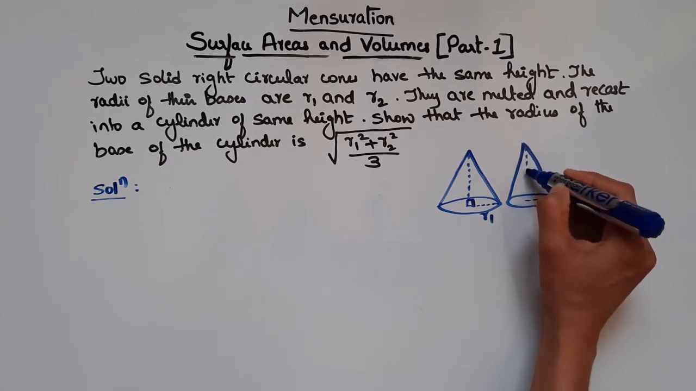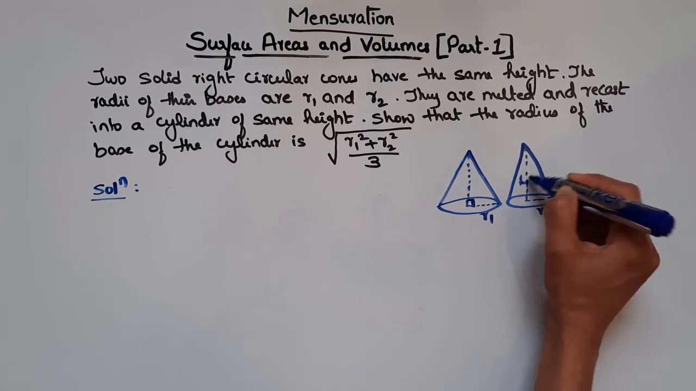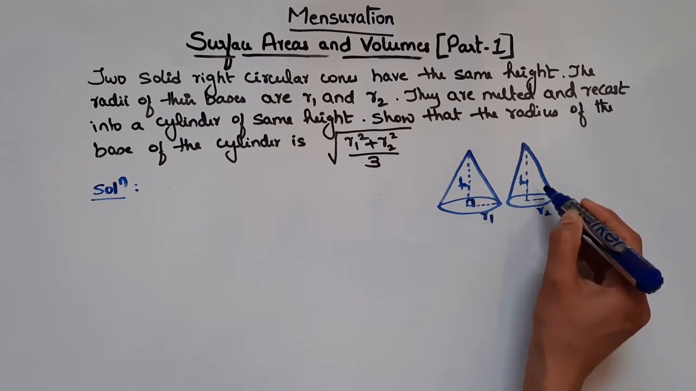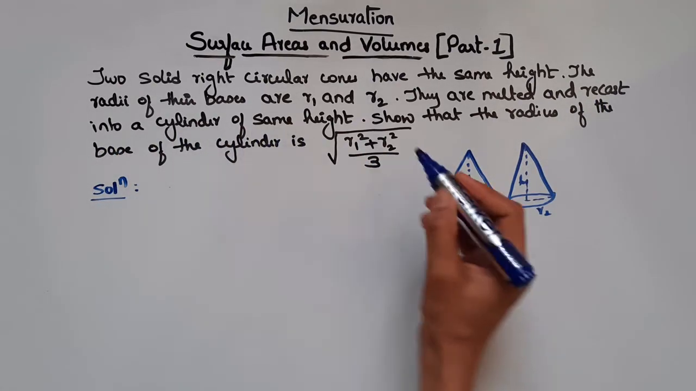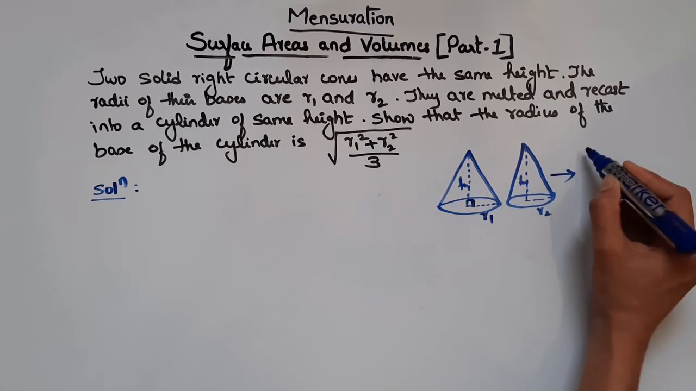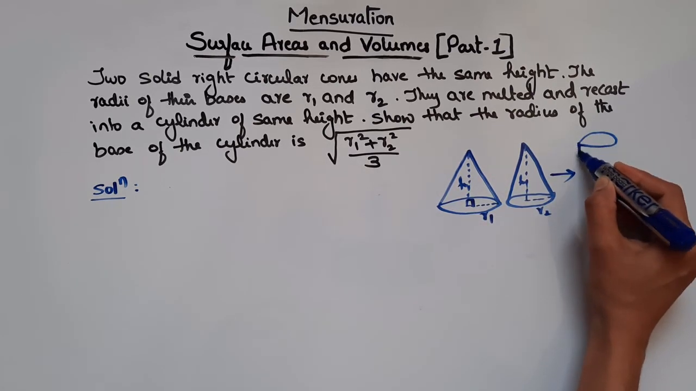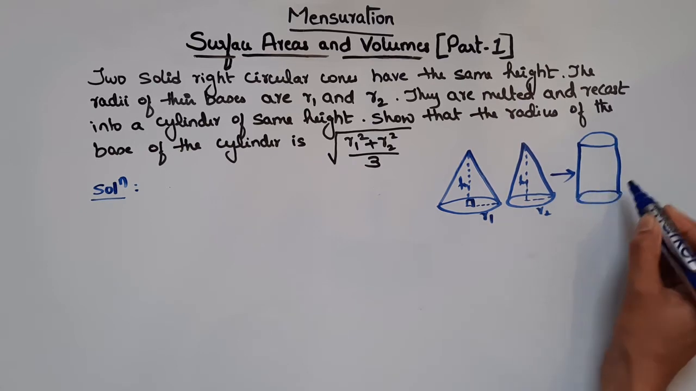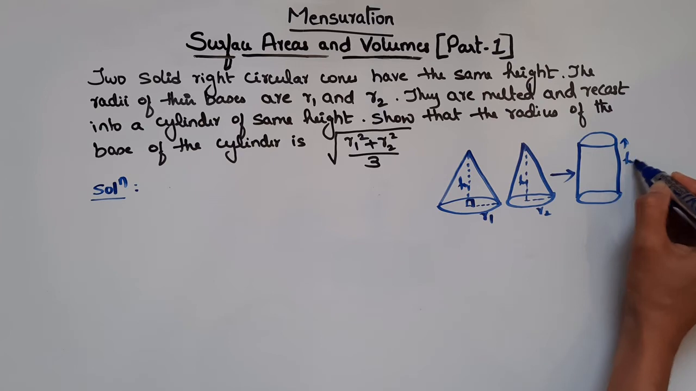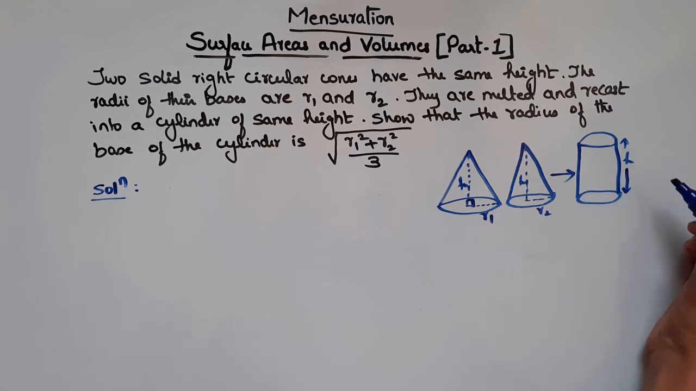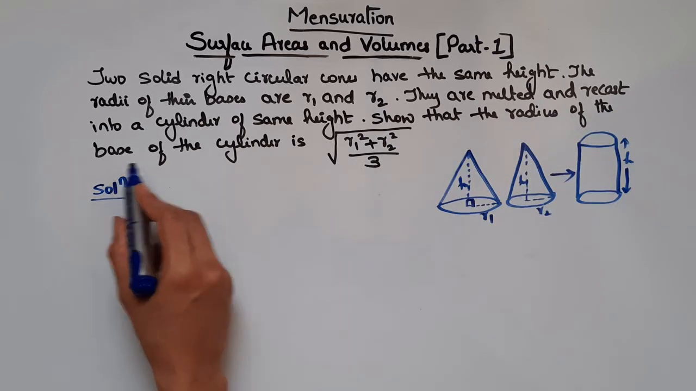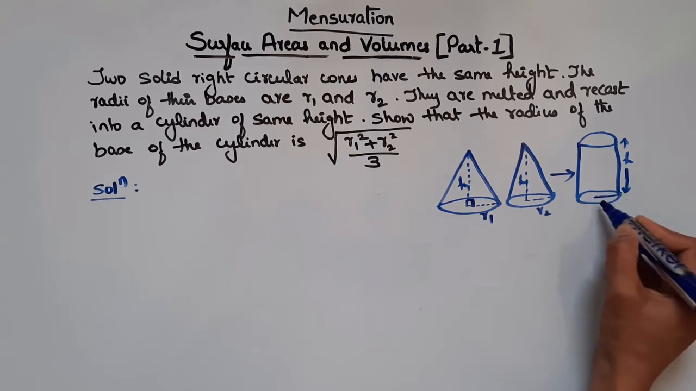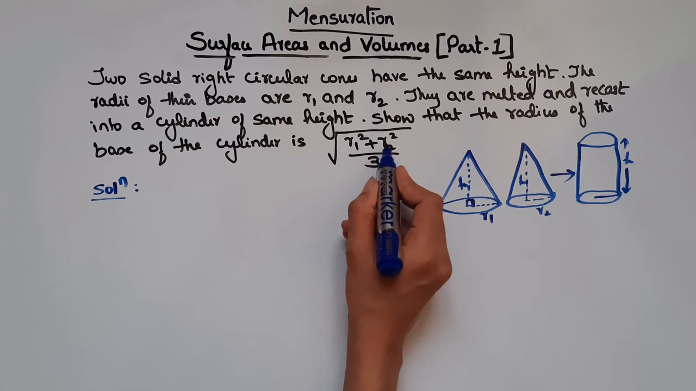And the height of these two cones is the same, that is h. So let's take it as h. They are melted and recast into a cylinder of the same height. So here h is the same, right? Let's write h. Show that the radius of the base of the cylinder is this. So we have to show the radius of this cylinder is square root of (R1 square plus R2 square) by 3.